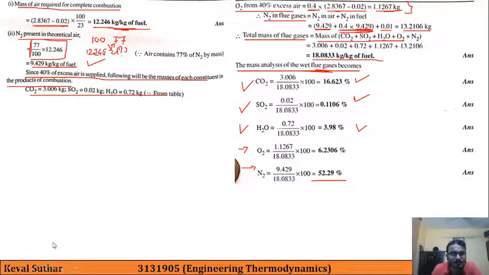There is a correction here. They have written that it is 9.429. However, this is the N2 which is present in the theoretical air, and the actual value should be 13.2106.